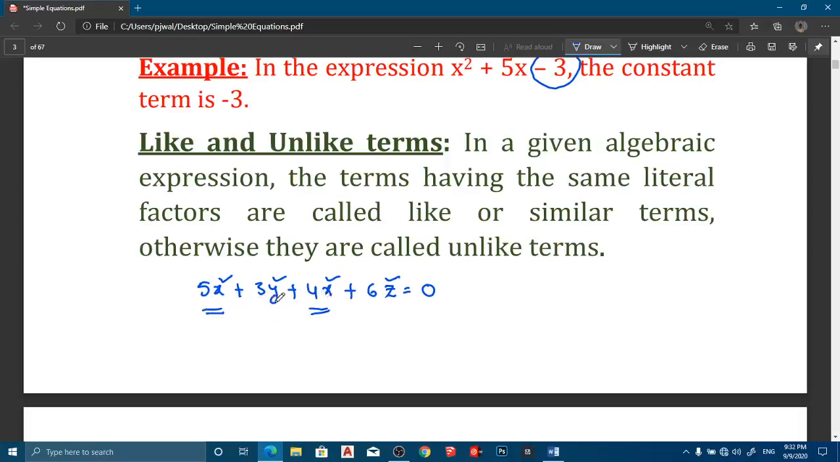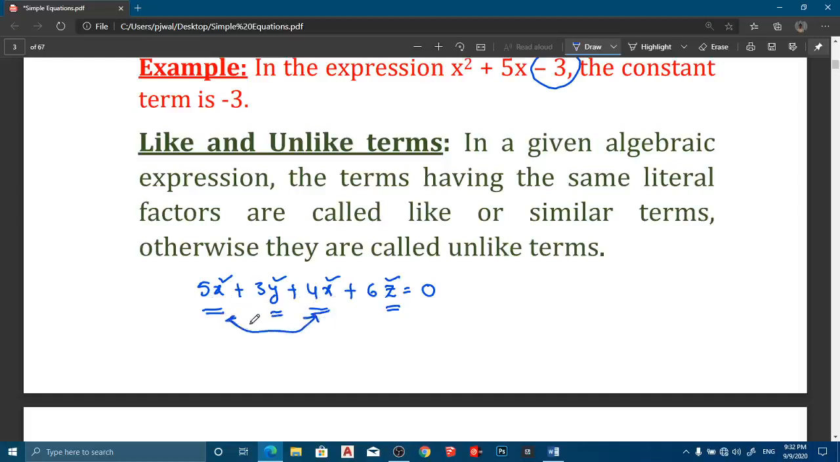But the other terms have other factors, which are y here and z here. So 5x and 3y are unlike terms, 3y and 4x are also unlike terms, 3y and 6z are also unlike terms, and 4x and 6z are also unlike terms. Only 5x and 4x are the like terms.